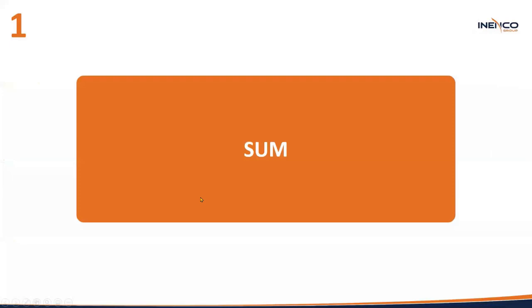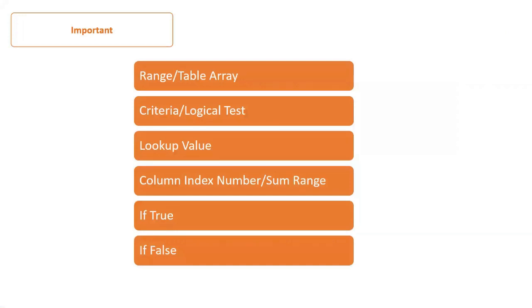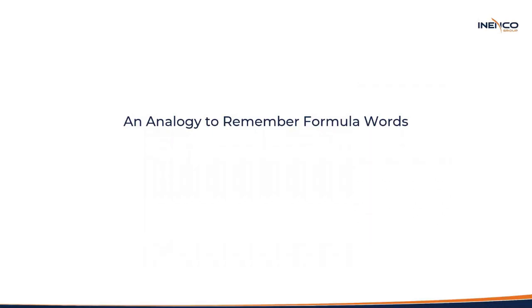This was sum. Now things are gonna get a little complicated from here onwards. So there are certain things and certain words that Excel uses that I would like to talk about before we go into things like Sumif and Vlookup and all of the others. Now, Excel speaks about range, table array, criteria, logical test, lookup value, and all of these words. Excel is trying to logically put these words into action, right? So I'm going to give an analogy for you to be able to remember this and use it in any formula, however you want to use it.